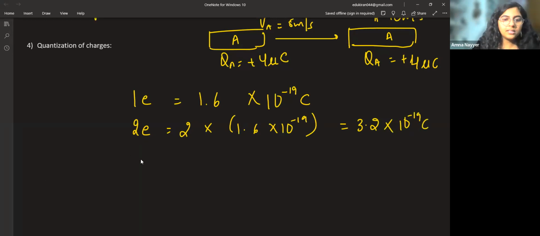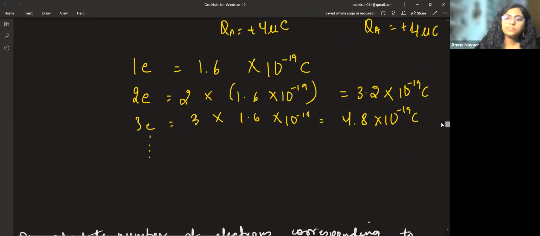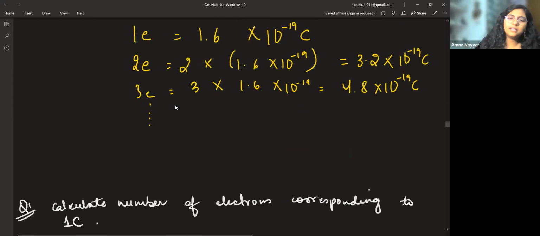If I say 3 electrons, this will become 4.8 now. Why? Because 3 into 1.6 into 10 to the power minus 19. So this becomes 4.8 into 10 to the power minus 19 coulomb. Similarly, if I put 4 charges, that will become 6.4, right? Like this, all the charges will increase. So can you see one pattern?